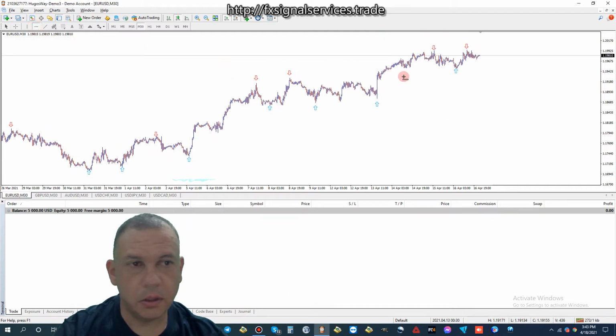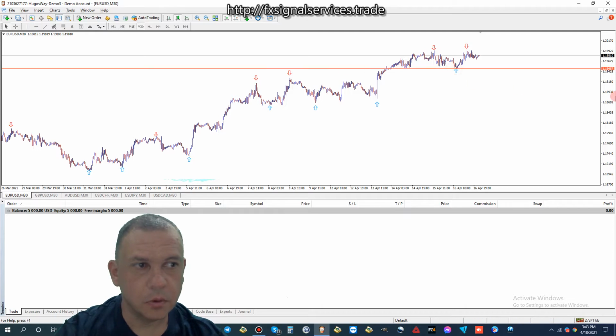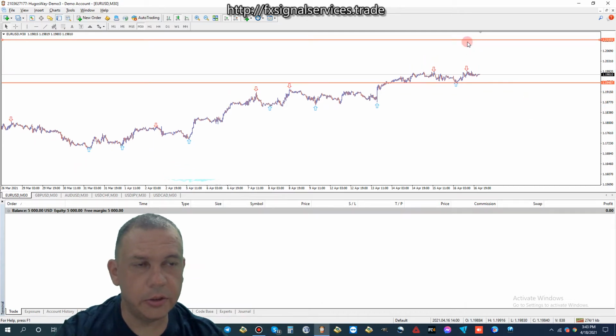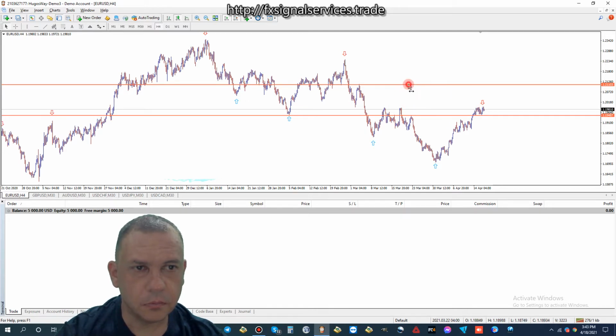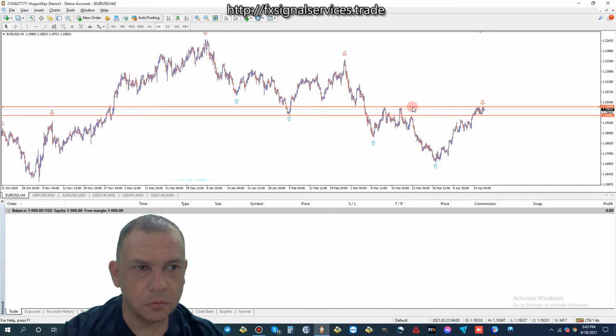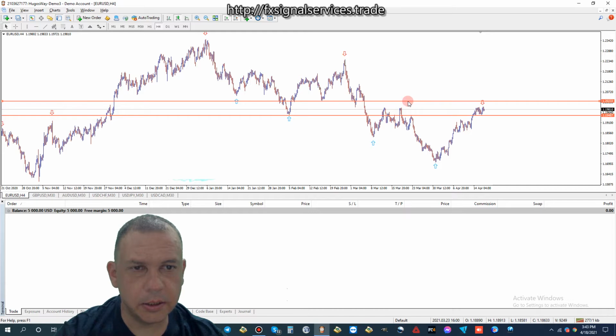If I mark this support here, and you see that resistance right there. Let me go to the higher time frame 4-hour chart so you can see a little better. You see that support right there. We got a resistance right here right now. We have even higher. If I bring this back down, that's where we are right now, and this is a support right here. Also resistance.